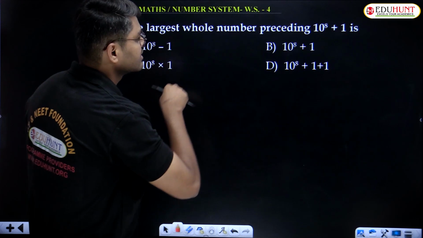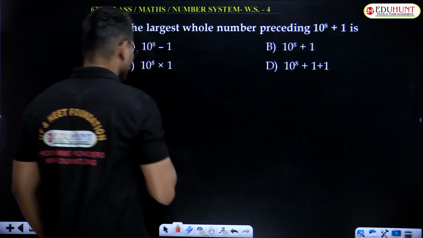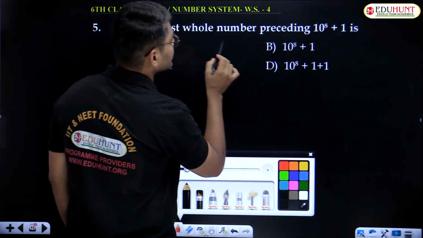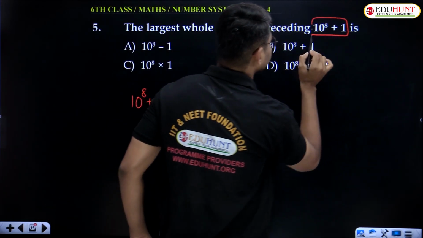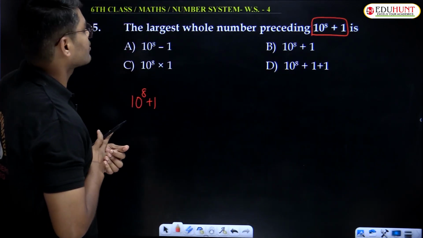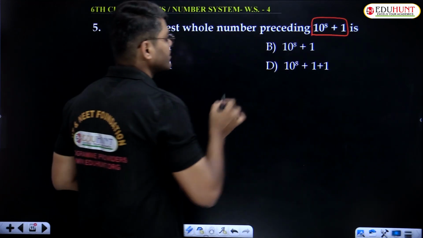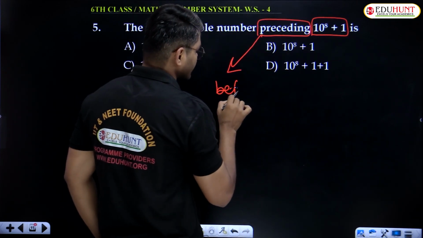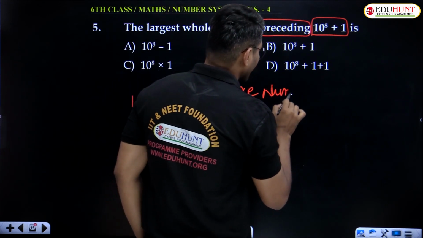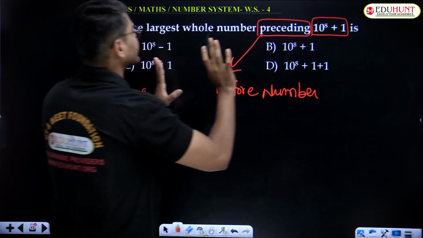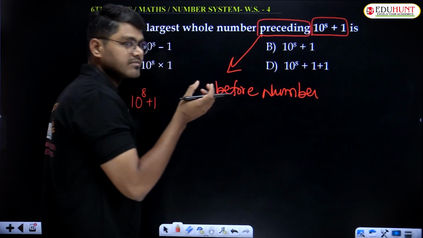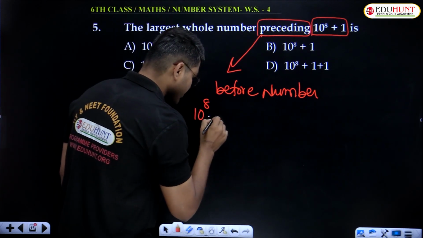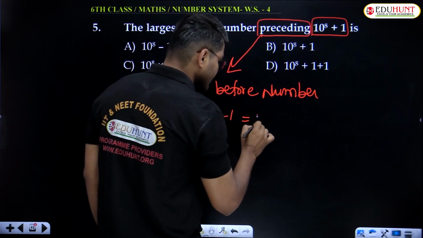The largest whole number preceding 10 power 8 plus 1. Okay, the question is: the largest whole number preceding 10 power 8 plus 1. Here the word preceding means the number before, we have to check. What is the number before here? See, 10 power 8 plus 1, the number before means we have to subtract 1 from the given number. That is 10 power 8 plus 1 minus 1. The result is 10 power 8.